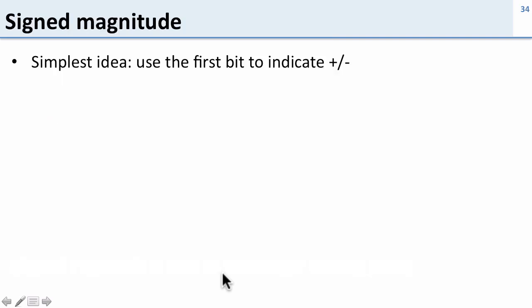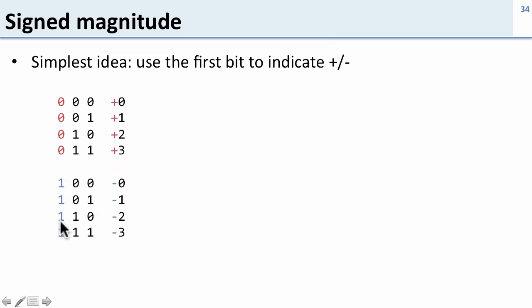So let's see what signed magnitude is. It's a really simple idea. We're going to use the first bit to indicate whether a number is positive or negative. So here are a bunch of numbers. The first bit is 0, so these are all going to be positive. And here the first bit is 1, so these are all going to be negative.